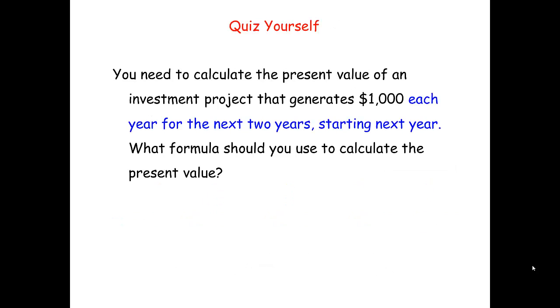So quiz yourself. We need to calculate the present value of an investment project that generates $1,000 each year for the next 2 years, starting next year. What formula should you use to calculate the present value? Well, the present value should be that initial $1,000, but since you get that next year, you have to discount that back to this year. That's why you divide by 1 plus the interest rate. Then you take the $1,000 received 2 years from now and discount that back using 1 plus the interest rate squared. And then we sum those two since we get $1,000 for 2 years.